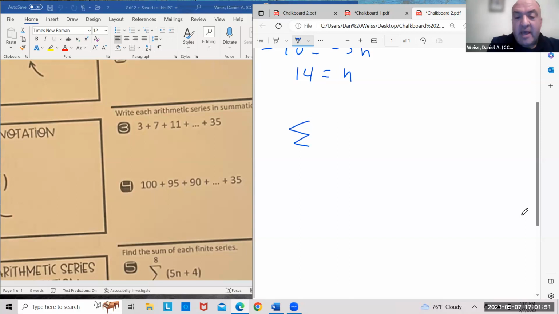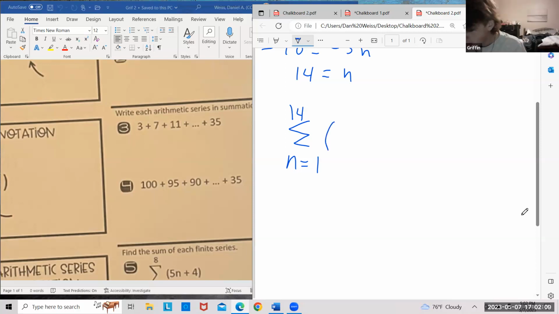And yes, n equals 1 to 14. I should have let you say that, I'm sorry. So you have 14 on the top of the sigma, then 1 on the bottom. And then d, the common difference, that's -5.